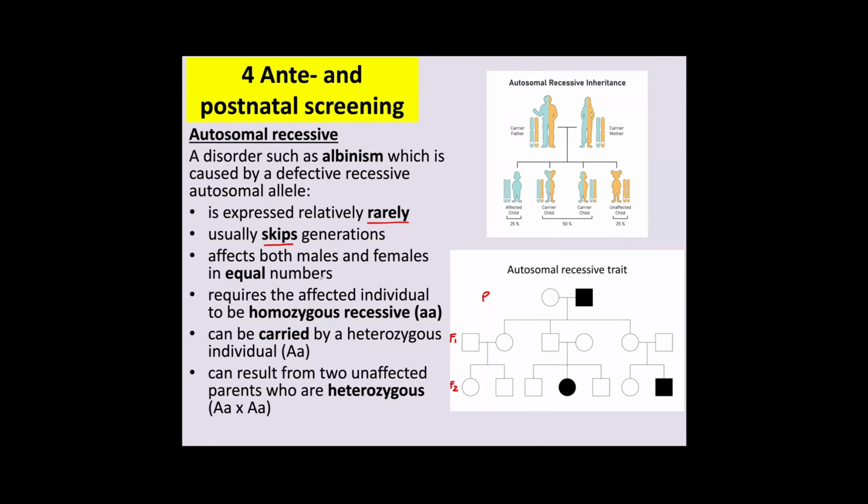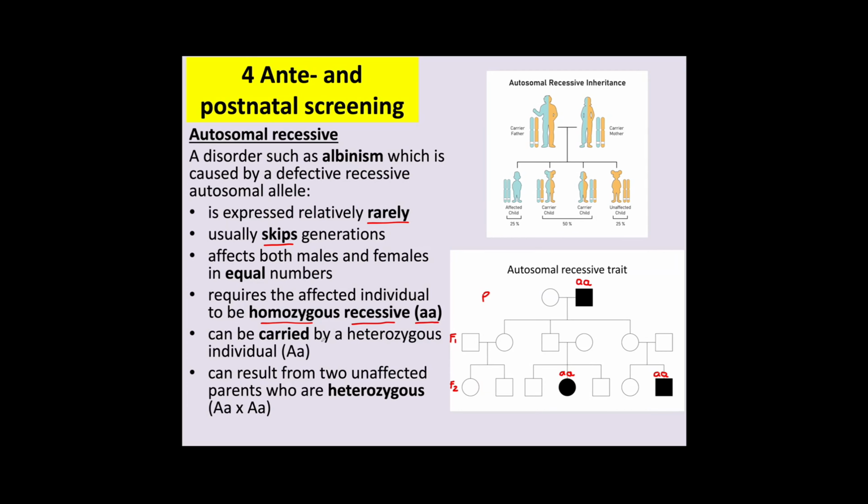It requires the affected individual to be homozygous recessive, or to have two small letters, okay? So anyone with the condition has two small letters. Now, if we look at this example here, these people that are shaded in have the condition, so we know that their alleles, their genotype, is going to be small a, small a. And we can fill in everyone who has the condition with that as their genotype, okay? We know that for sure because it's a recessive condition. You have to have two recessive alleles.